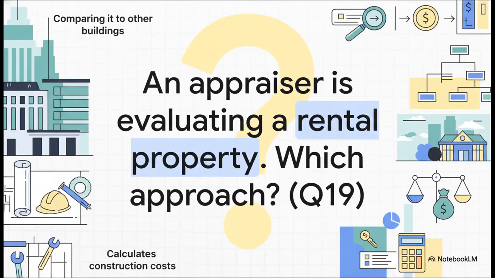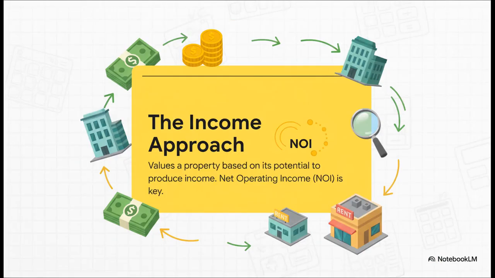Okay, let's make this practical. An appraiser is looking at an apartment building, a property that's designed to generate rental income. How are they going to determine its value? What's the go-to method? They're absolutely going to use the income approach. I mean, it makes perfect sense, right?